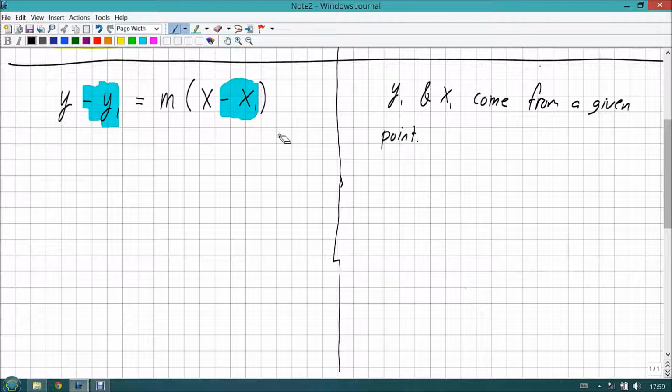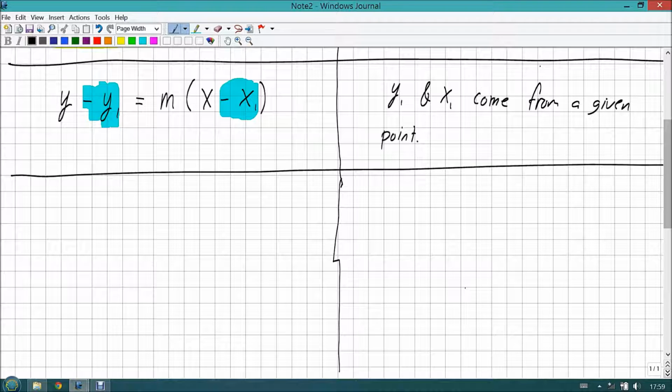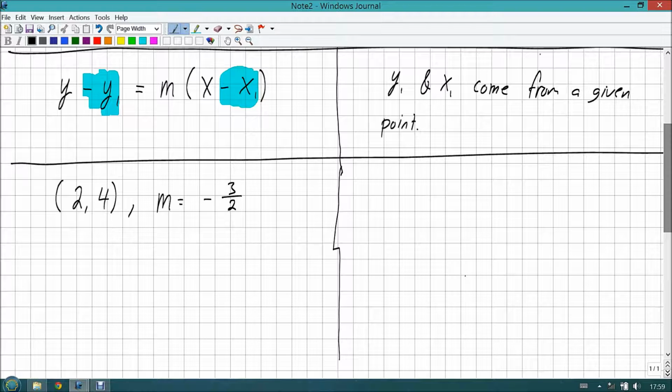So let's go ahead and take an example. Let's say that we are given the point (2, 4), and we want to start at (2, 4) with a slope of -3/2. I know the last time I did -3/2 as a slope, it kind of was really difficult, but we'll see if Mr. O'Neill has improved since then.